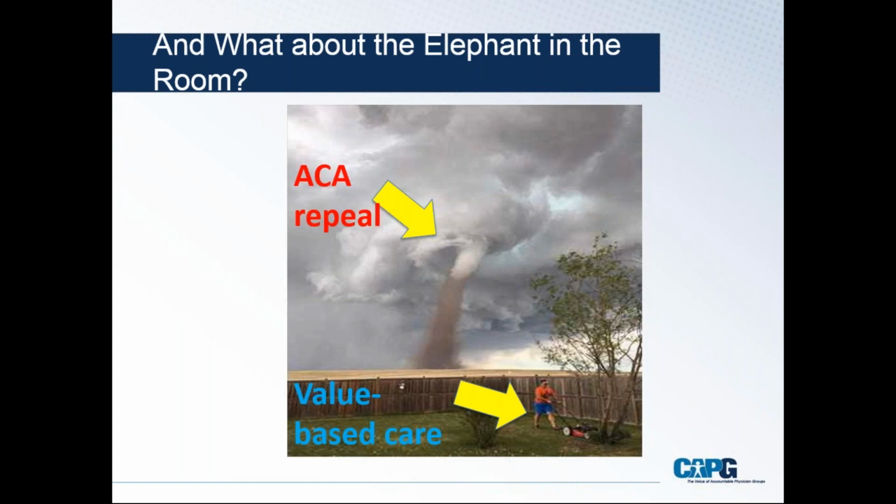And to me, it's very much, we've got a cyclone swirling around us, and we've got our heads down doing our work, and we're going to hope that that cyclone spins off into the distance, far away from us, so that we can continue the important work of achieving value-based care.